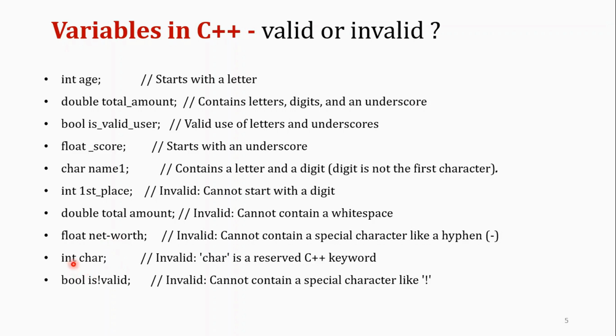And check out this one, int char. Char is a data type, a reserved keyword, so you should not use it as a variable name. And the last one also has punctuation in between, so it is invalid. So these are some examples of valid and invalid variables in C++.